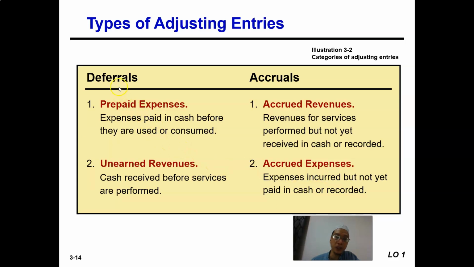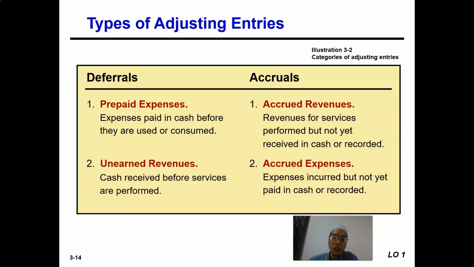So in deferrals, like I said before, a deferral is when cash happens before the expense or revenue. In terms of expense, the deferral is when expenses are paid in cash before they are used or consumed. For example, let's say we pay for rent. Sometimes people pay rent before the actual renting of the place, when we want to pay our rent, maybe you stay at college.